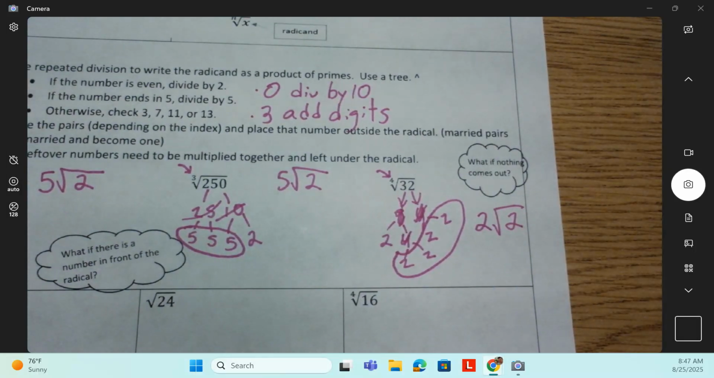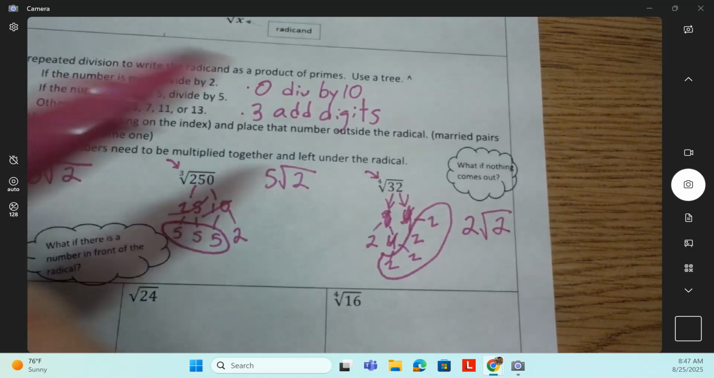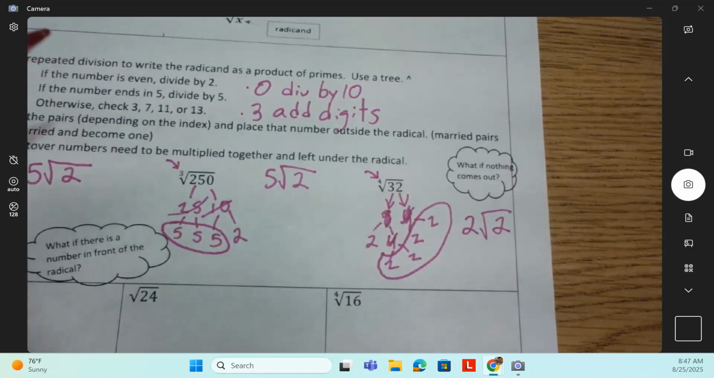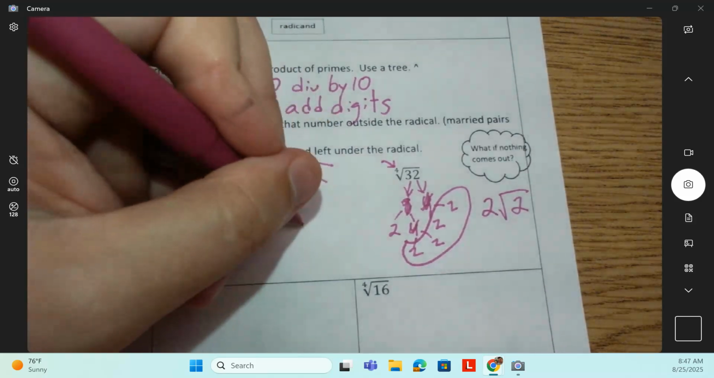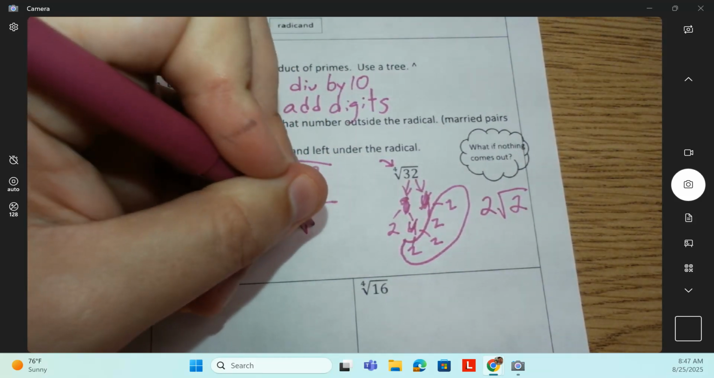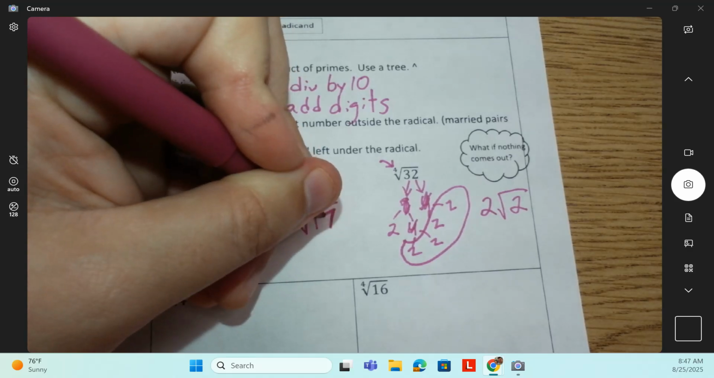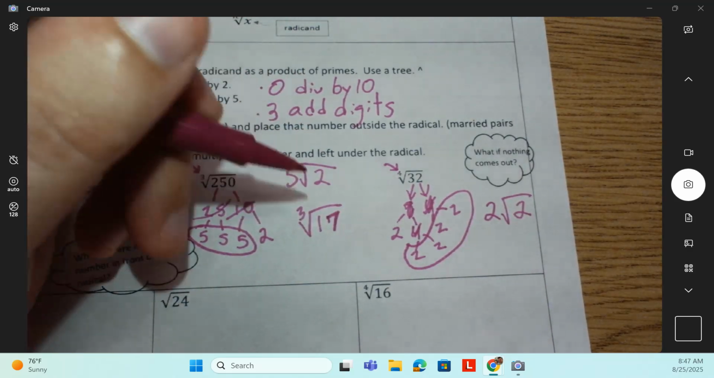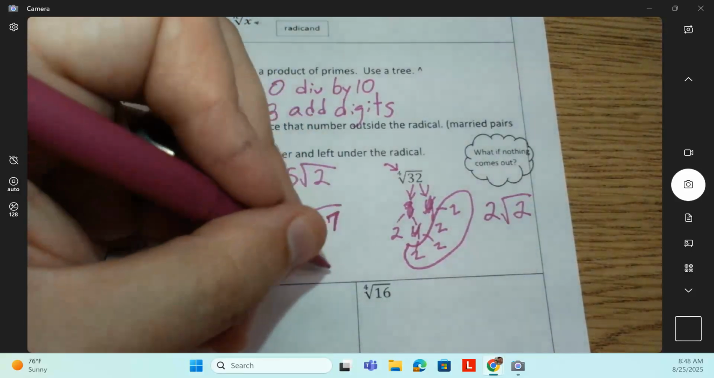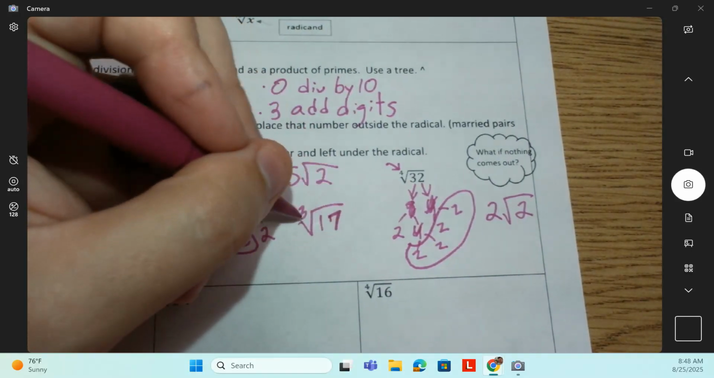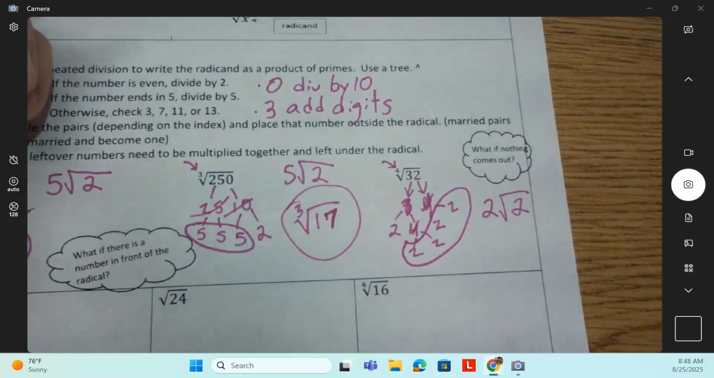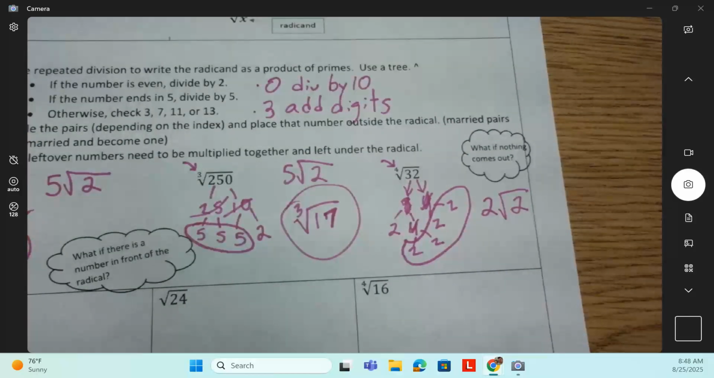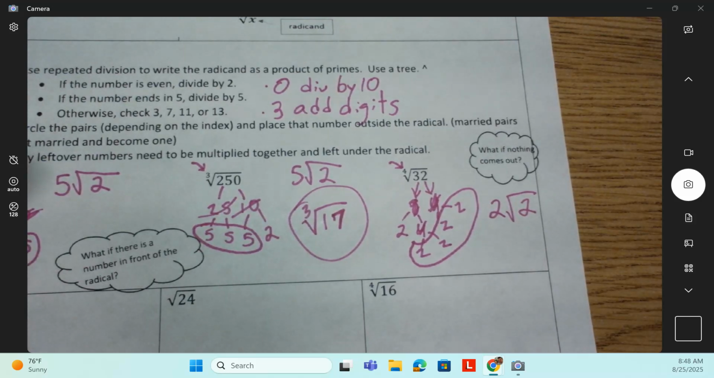Okay, and sometimes you have that instance of what if nothing actually factors out. So if I had, for instance, maybe the 3rd root of 17. Well, 17's a prime number. It's not going to split up into anything anyways. So if nothing whatsoever splits out, I'm just going to rewrite that as my answer. If nothing comes out of it, of course, it's just going to stay the same.